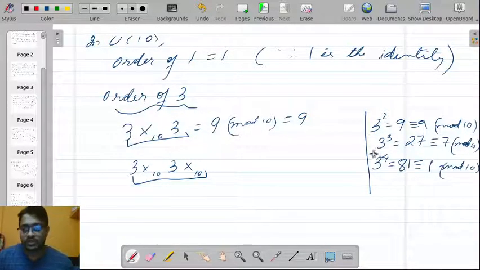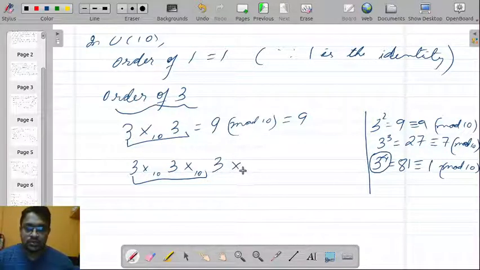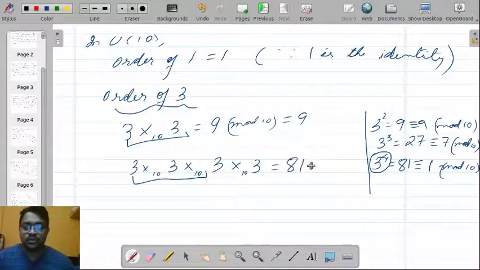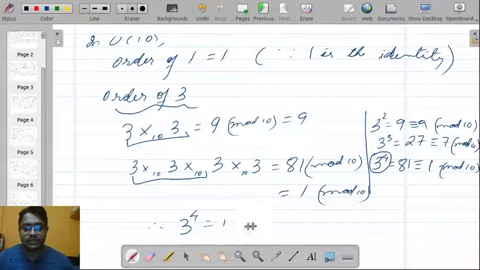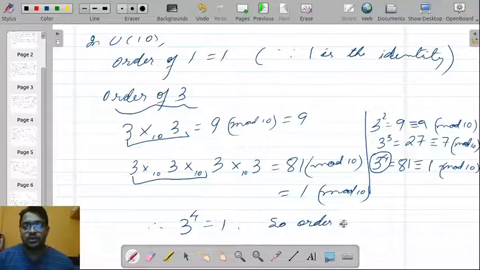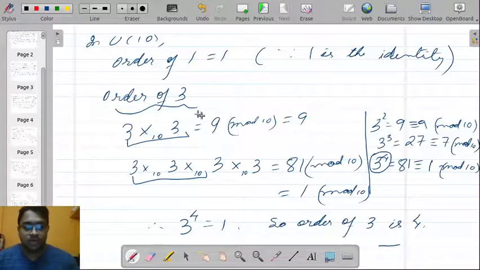Okay, so we have got that 4 is the least positive integer which satisfies 3 to the power 4 being the identity. So 3 into 3 into 3 into 3, if we take 4 times, this is actually equal to 81 mod 10. So this is the same as 1 mod 10. Therefore 3 to the power 4 is equal to 1 in this group. So the order of 3 is 4. Okay, so 3 is an order 4 element.